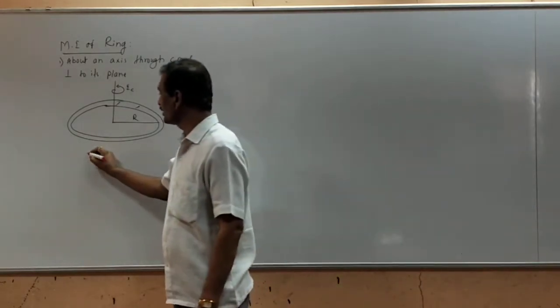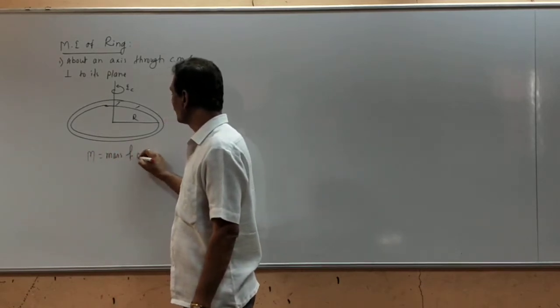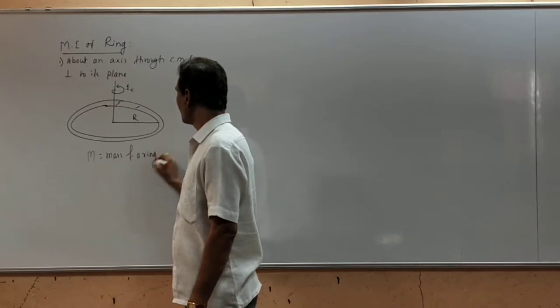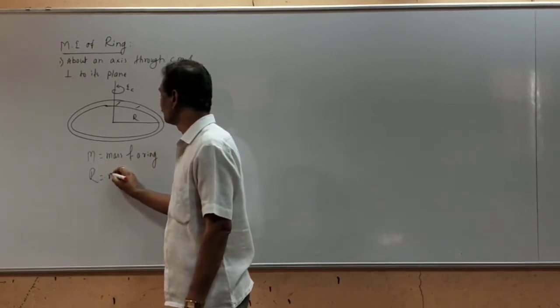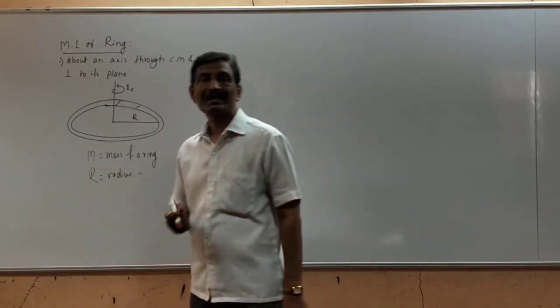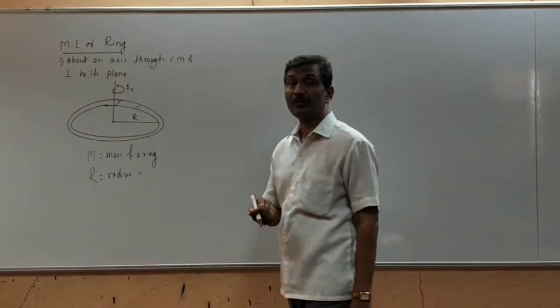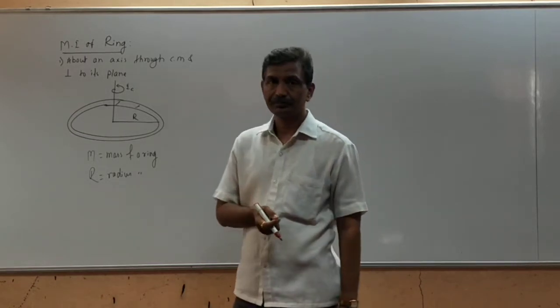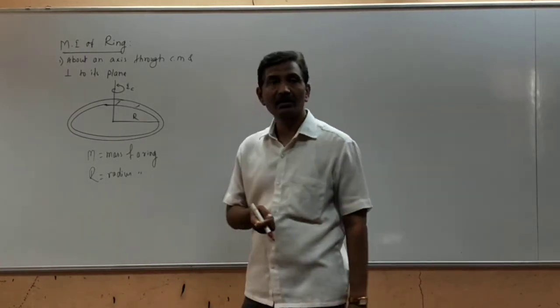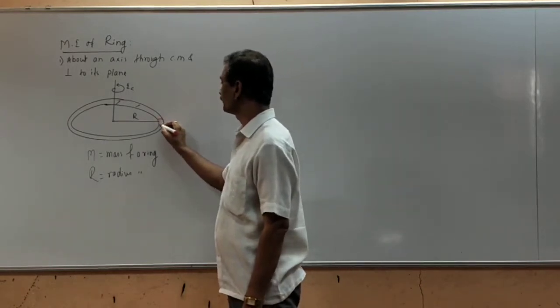Here we consider M for the mass of the ring and R for the radius of the ring. Then what is its moment of inertia? Just for our convenience, we consider the process to find the moment of inertia. That is not part of our syllabus, but for our convenience, we consider it.